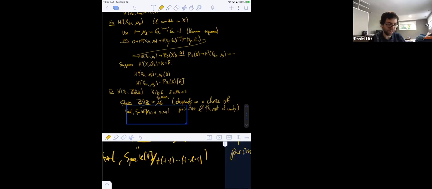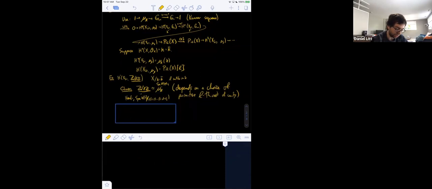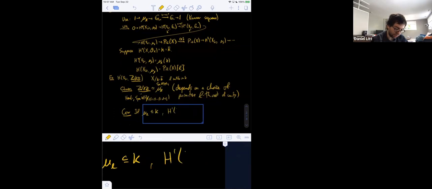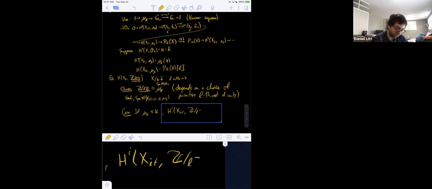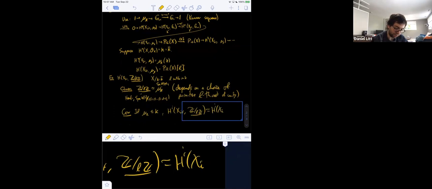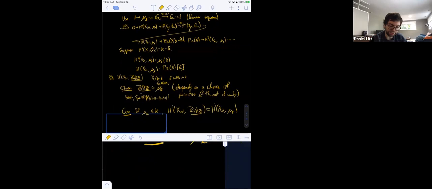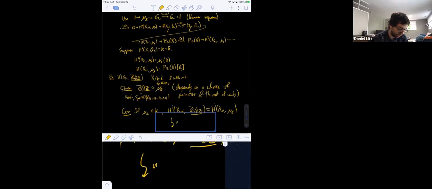Okay, so what that tells us is that in this situation, the corollary is that if mu_L is contained in K, so K has all roots of unity, H^i of X étale with Z mod LZ coefficients is isomorphic to H^i of X étale with mu_L coefficients. Okay, and again, this isomorphism depends on a choice of primitive Lth root of unity. So in particular, once we talk about Galois actions on étale cohomology, this will not be Galois invariant, will not be Galois equivariant.